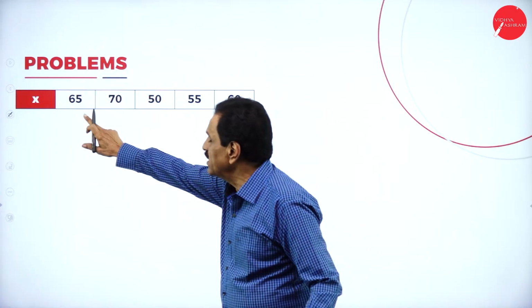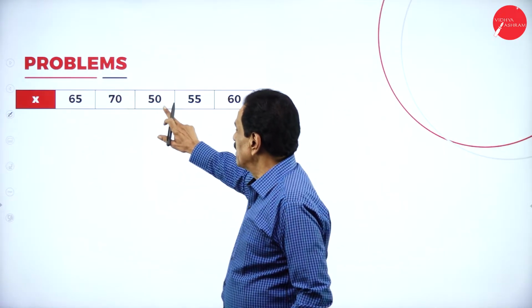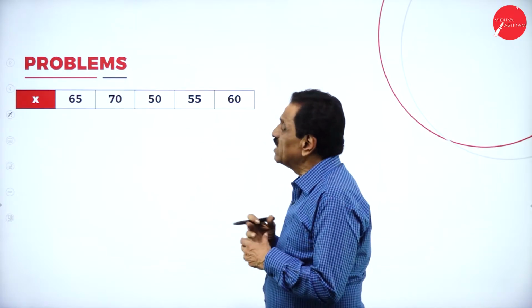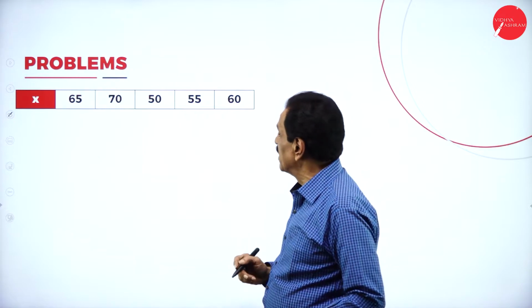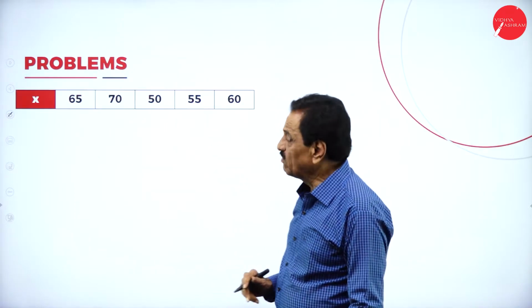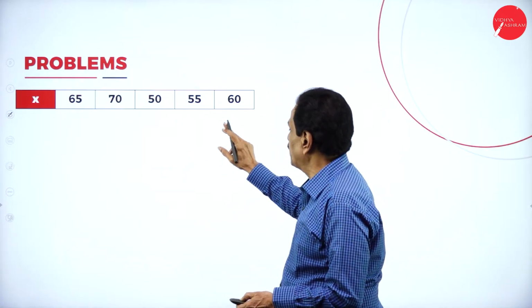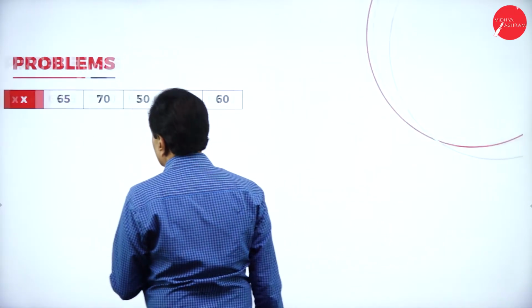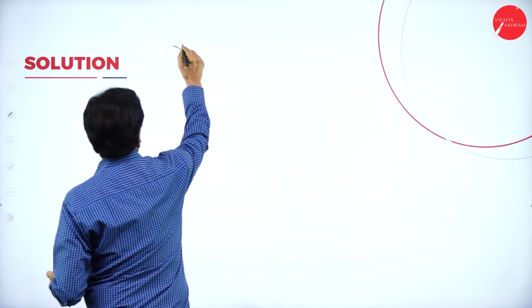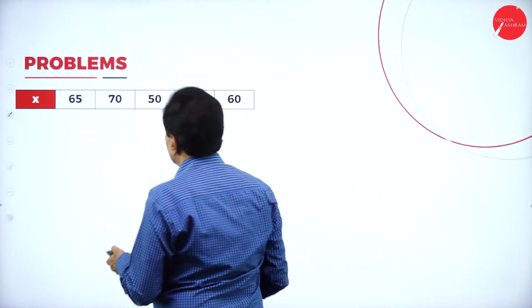Here, the next problem, see: 65, 70, 50, 55. So there is a variation in the numbers. Here, how much did you get? 65, 70, 50, 55. What is the first number? Here you take x. What is the first number? 65.